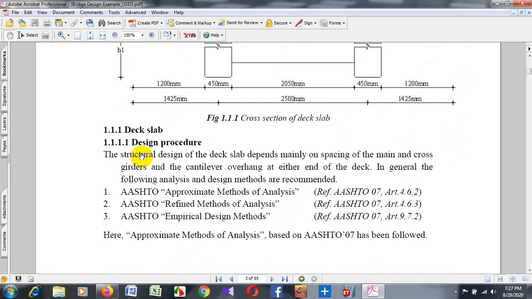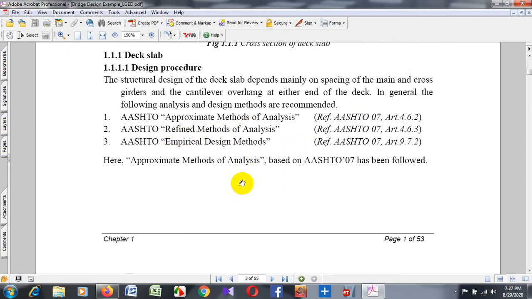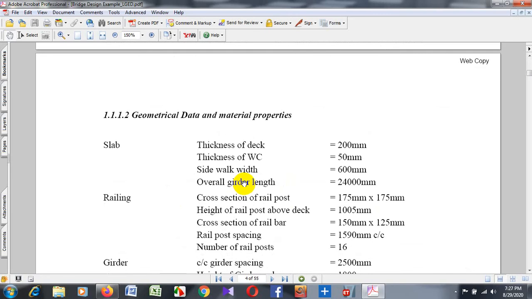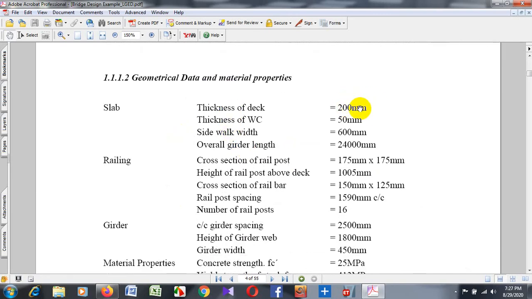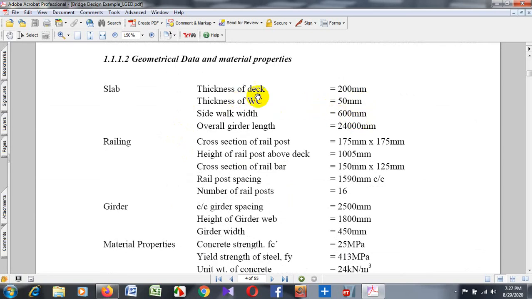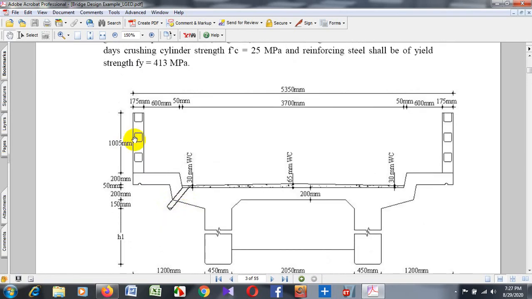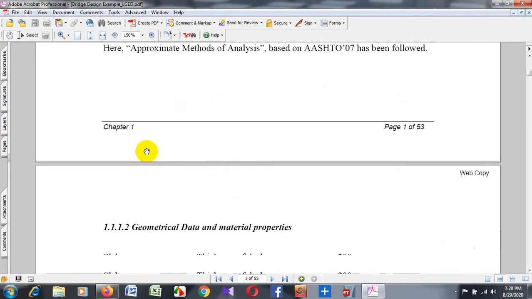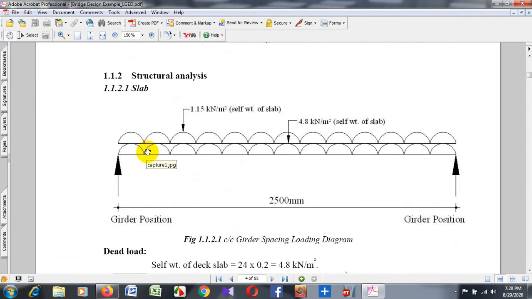First of all, the deck slab design procedure and reference manual, AASHTO. Proposed methods are analysis, refined method of analysis, and empirical design. Geometric data and material properties: slab thickness of deck 200 millimeter, thickness of WC, various thickness and length, railing, girder, and material properties. Actually, these are the railings. And structural analysis: first of all, analysis of slab.